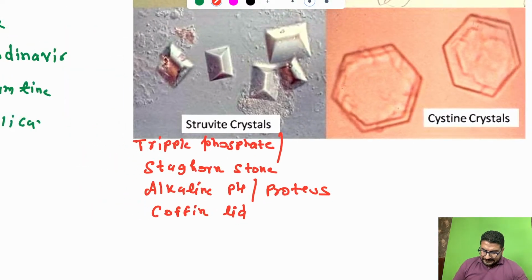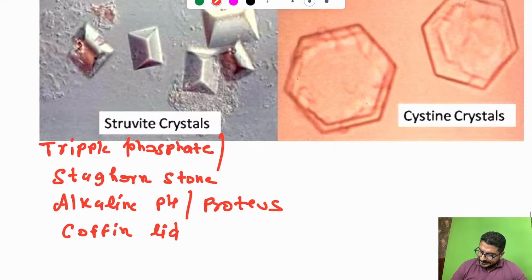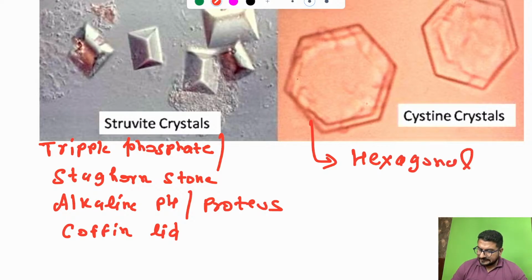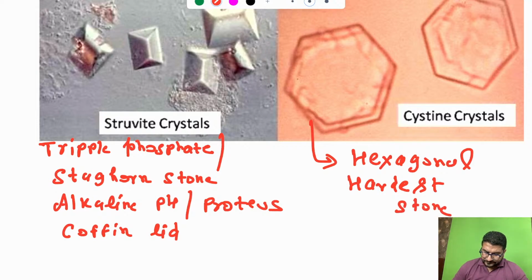Moving to next is cystine stone. अब इसको देखो, the cystine stone, if you see the cystine stone, this is hexagonal in shape. हेक्सागोनल मीन्स बेंजीन के रिंग जैसा होता है, and this is like, I can say, hexagonal है, and very H for hexagonal, H for hardest stone. It is the hardest stone, right?